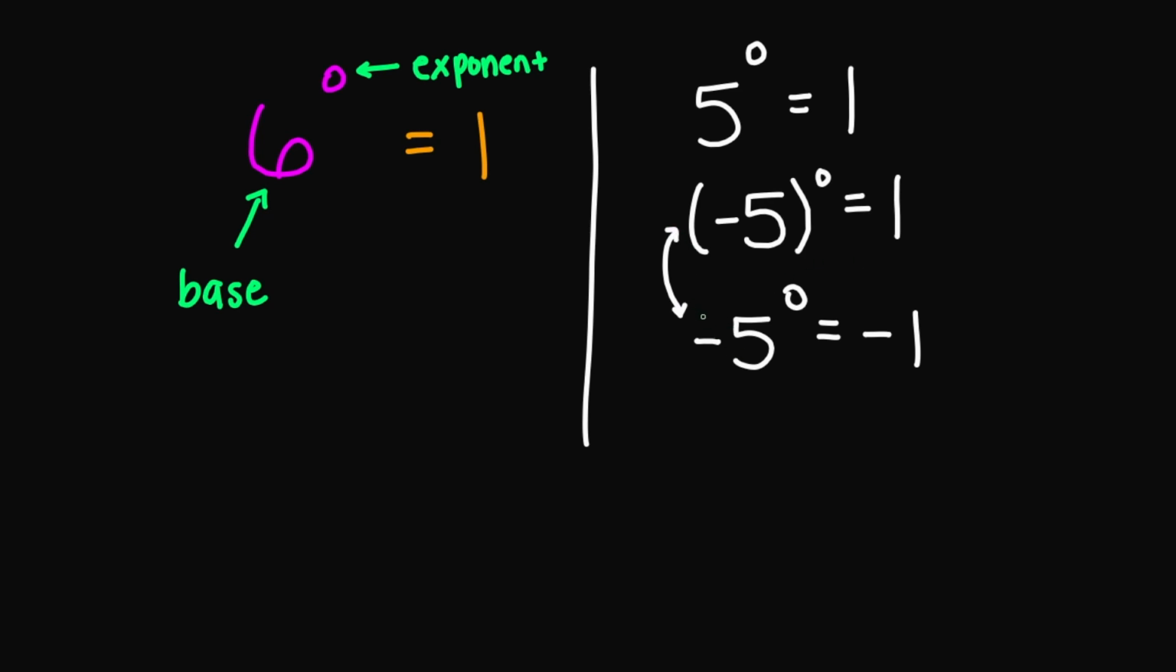And remember, we talked about this imaginary 1 floating around because of this negative right here. So this is negative imaginary 1 times 5 to the 0 power. -1 times 5 to the 0 power, we said was 1. So 1 times -1 is going to give you a -1.